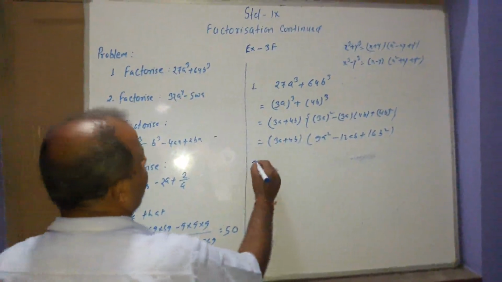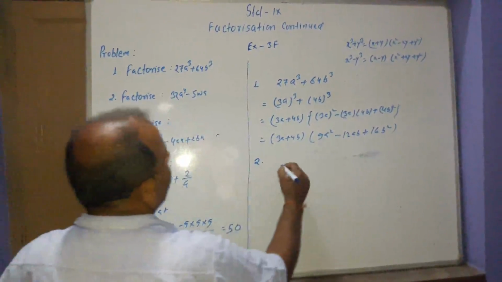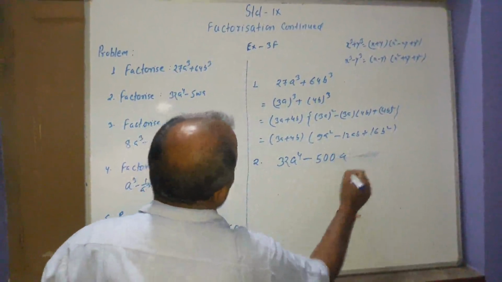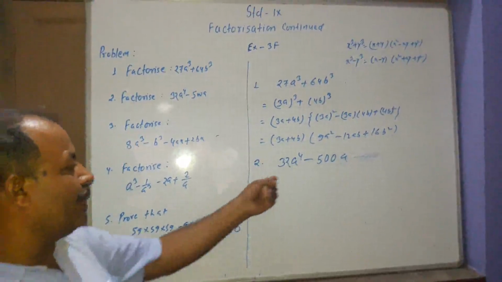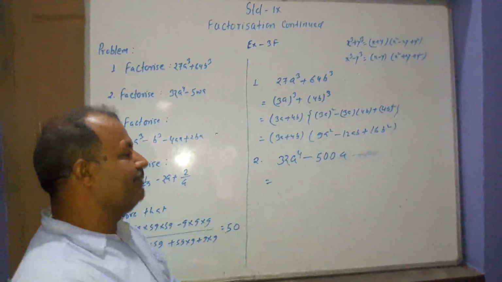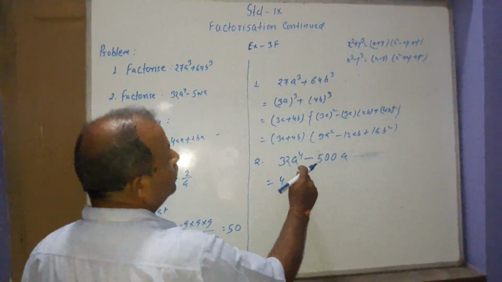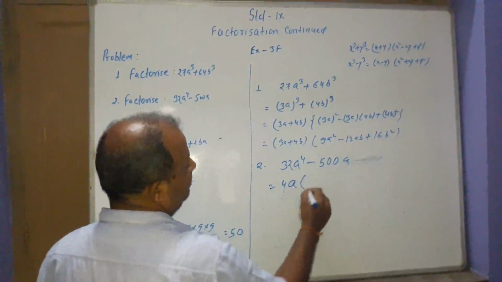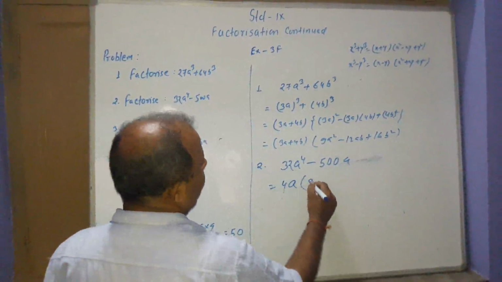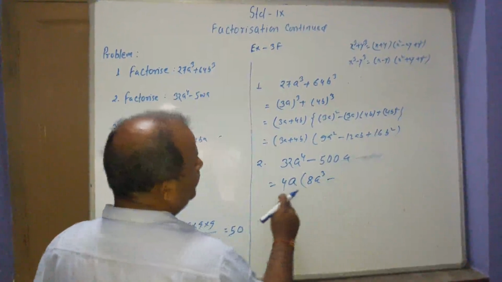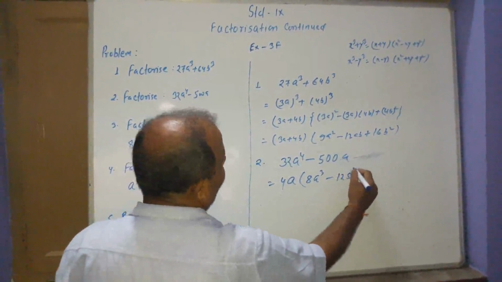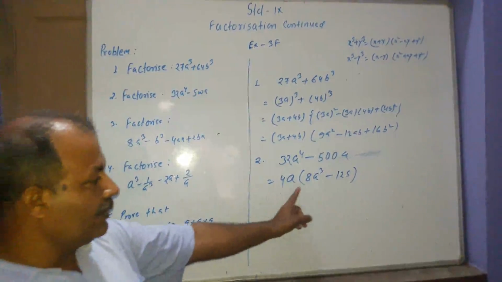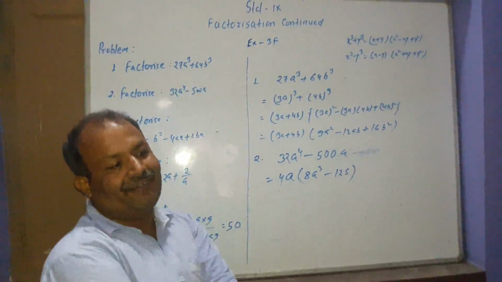Now we come to solve the second problem, which is 32a to the power 4 minus 500a. When we take the HCF of these two constants 32 and 500, we get 4. And a is already taken as common. Then we are left with 4a into (8a cube minus 125).